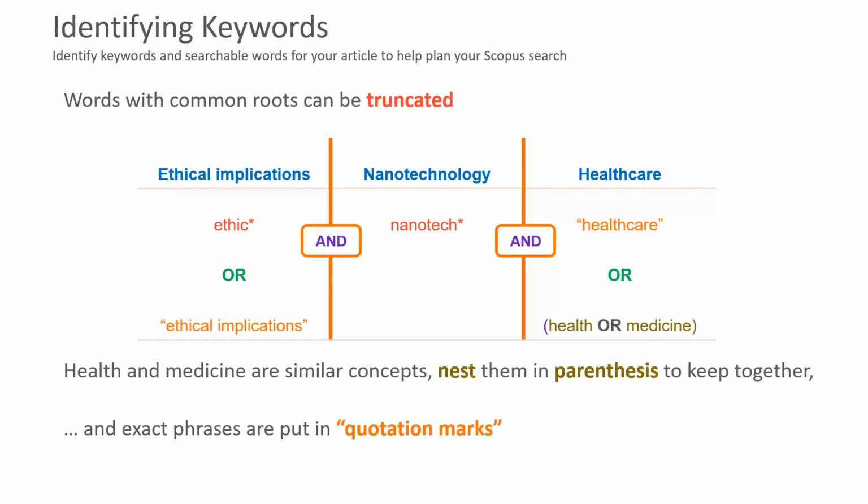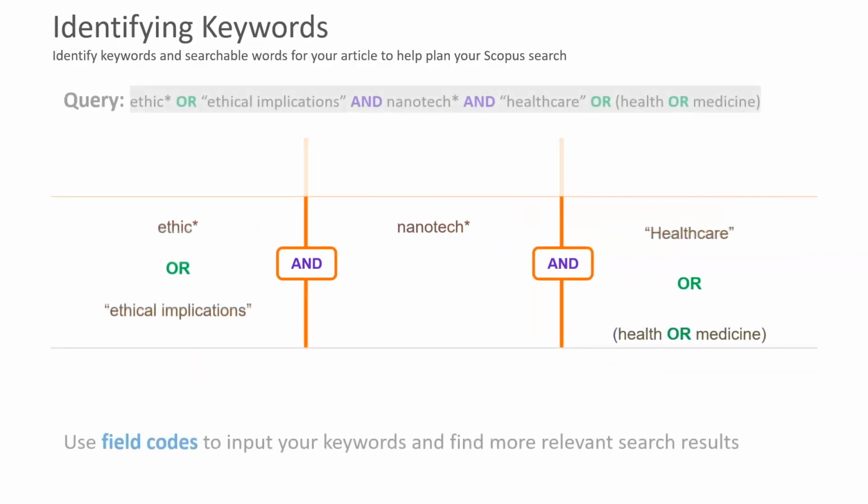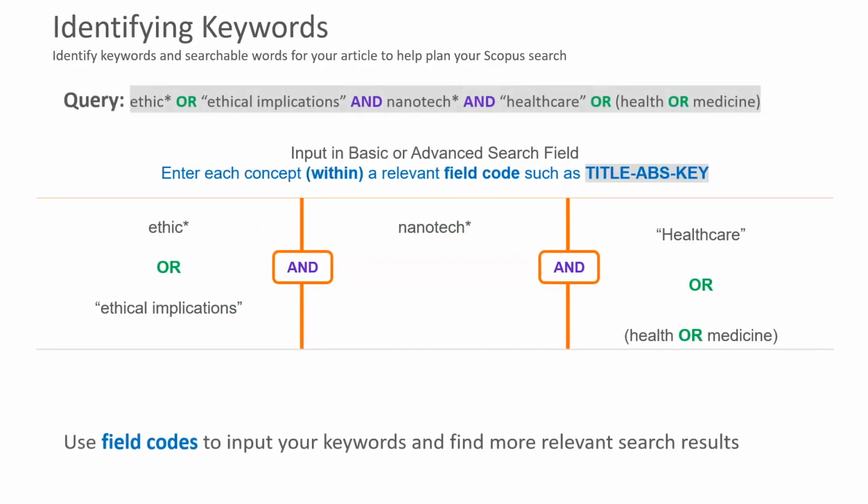And for the cherry on top, I will do a little bit of cleanup to make my query more concise and relevant. For example, terms with common roots can be truncated. Similar concepts like health and medicine can be nested in parentheses to keep them together. And last, if I have an exact phrase like healthcare, I will add that within quotation marks. And now, voila, we have a beautiful draft of our first query.